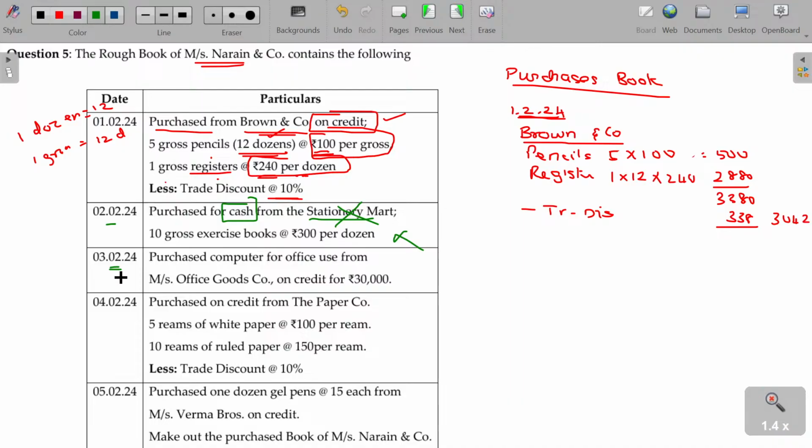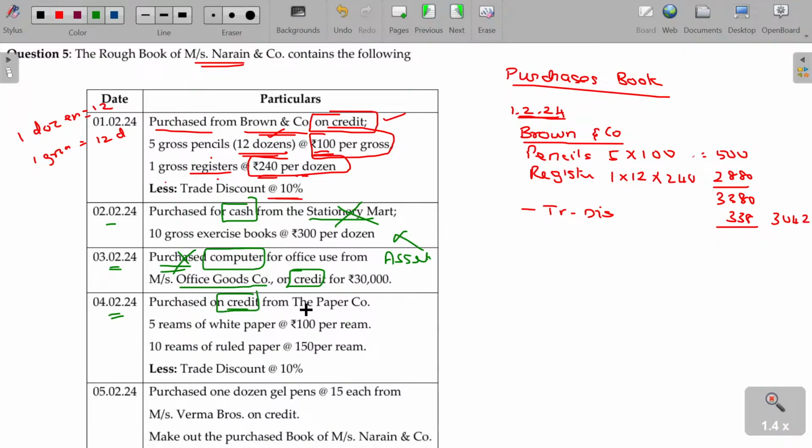And 3rd February, purchase computer for office use from Office Goods on credit. Now tell me, will you post this or not? Why? It is an asset. It is not purchases because computer for office use is an asset. In case of asset, you have to pass a journal entry: Computer account debit to Office Goods Company Limited. That journal entry is named Journal Proper. It's not going to be posted in the purchases book. Is that clear?